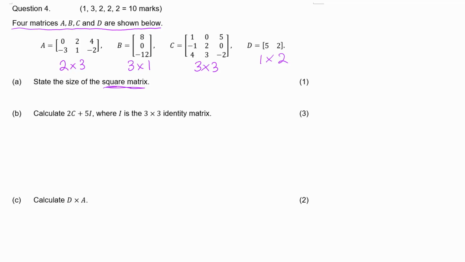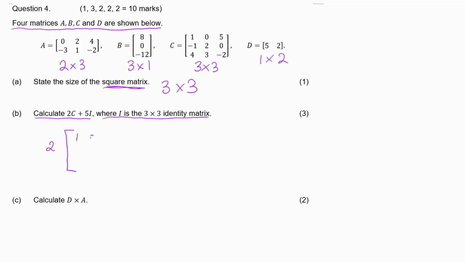So the square matrix, remember, that's when you've got the same number of rows and columns. That one is the 3 by 3 matrix. Calculate 2C plus 5I, where I is the 3 by 3 identity matrix. So we want twice matrix C.